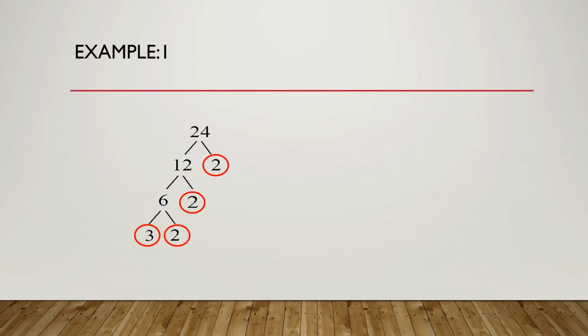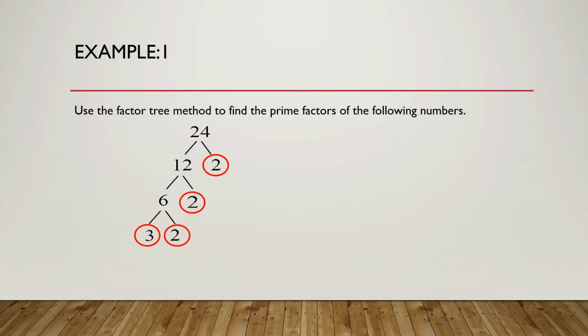Now let's see one example. Use the factor tree method to find the prime factors of the following numbers. The number is 24. The two numbers that we take: one of them is the smallest prime number by which 24 is divisible, and the other is a number which, when multiplied by the smallest prime, gives 24, that is 12. Now again, we will repeat the process. One prime number is 2 and the other is a number which, when multiplied by 2, gives 12. So that number is 6.